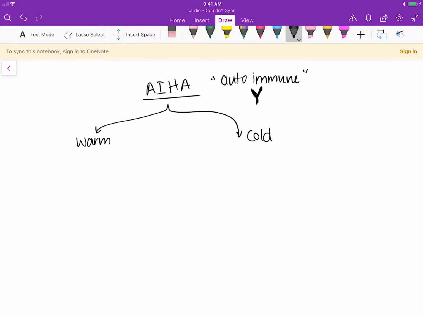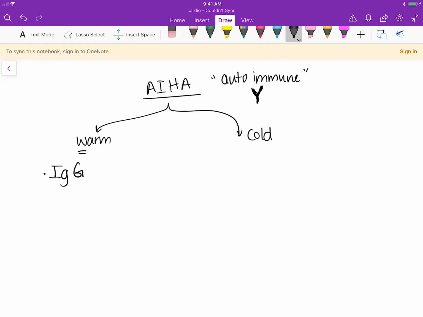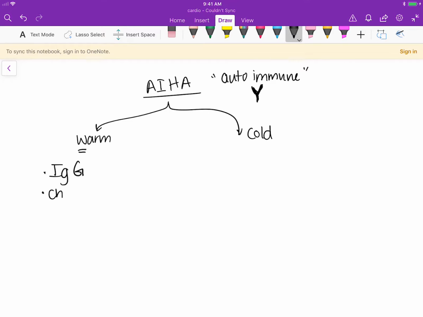The thing with warm is to think of the First Aid mnemonic: warm weather is great. So this is going to be IgG. And remember, IgG is a secondary antibody, usually coming from the memory B cells, so you know that this is chronic. It can also be due to the alpha methyldopa drug. And the chronic conditions include systemic lupus erythematosus, SLE.